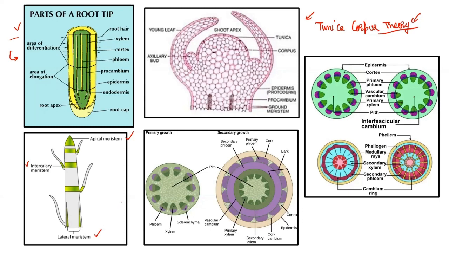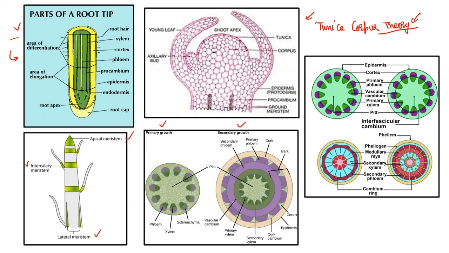Then what is the difference between the primary growth that takes place and the secondary growth? What are the changes that occur when a plant undergoes the secondary growth from the primary growth? Okay, so how the periderm is formed, how the cork cambium emerges. So you should be knowing these differences.